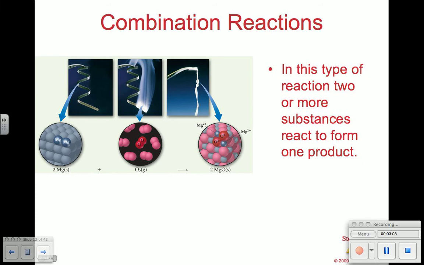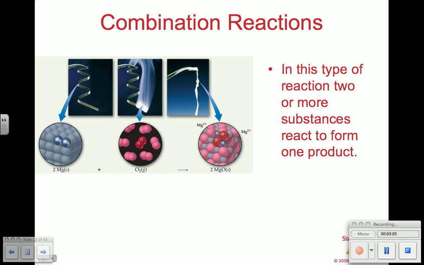All right, we're going to review some of the types of chemical reactions. Went over these in first year chemistry as well. So the first type of reaction is a combination reaction. In this type of reaction, two or more substances react to form one product.